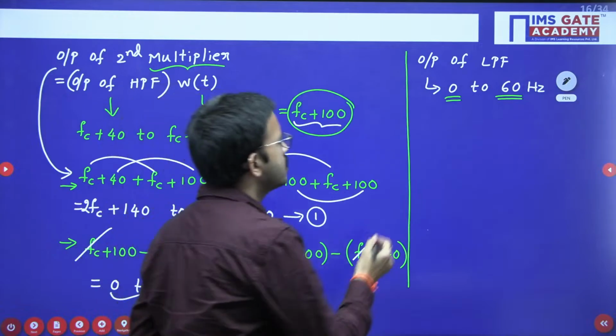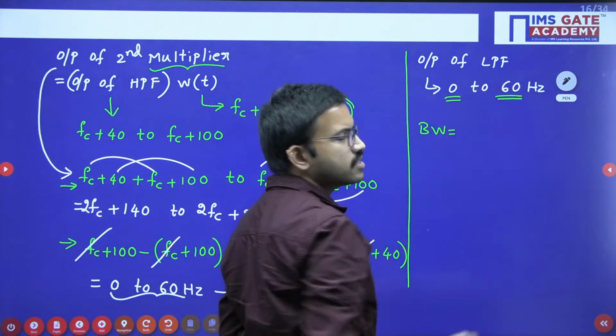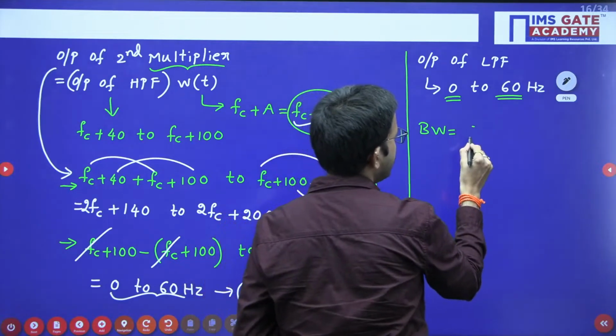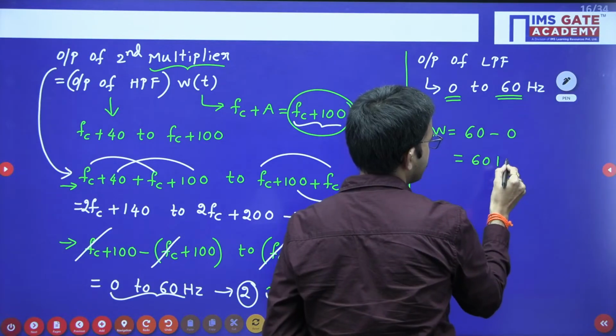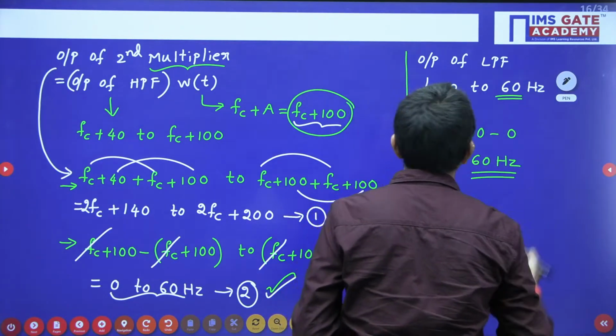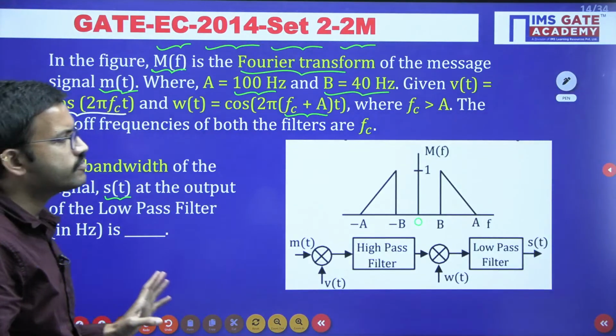So bandwidth is nothing but highest frequency minus lowest. So here 60 minus 0, that is nothing but 60 Hz. So the final answer for this question is 60. I hope it is clear for everyone.